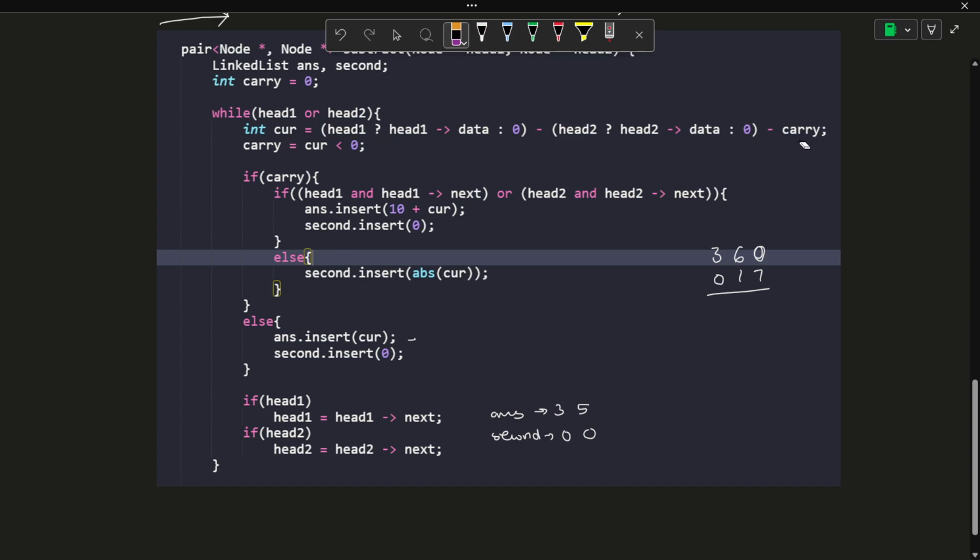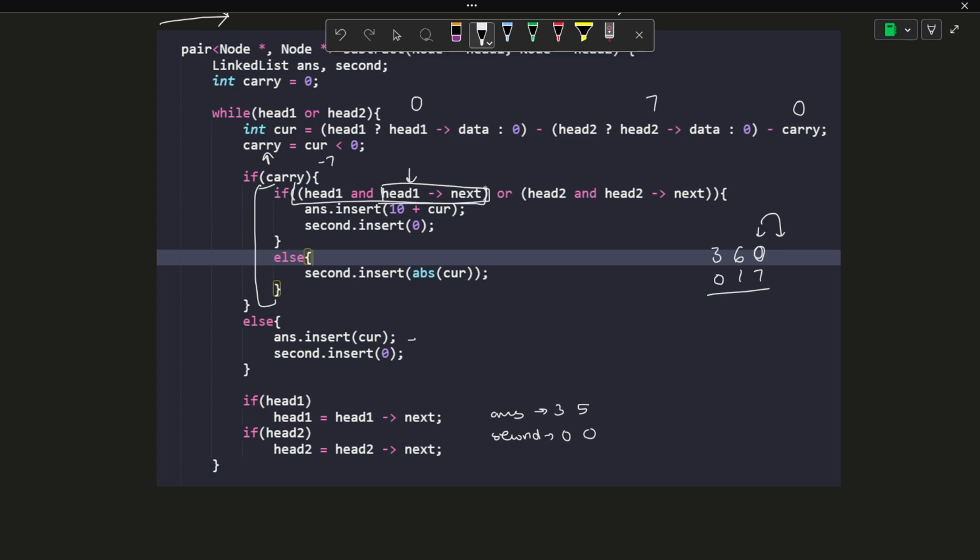Now I'm just going to remove all of this again. Now I come to the next digit. Now what I see, I have 0 and 7. So my head 1 is 0, my head 2 is 7, and my carry is 0. So 0 minus 7 is going to be minus 7. Since my current is less than 0 now, my carry is going to be 1. So I enter this particular part. Now I check whether head 1 and head 1 dot next exist. Head 1 is going to be true because it is not null pointer currently, but the next node is null pointer, so this condition is going to be false, right?